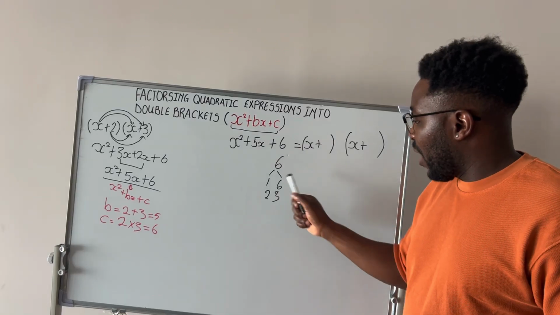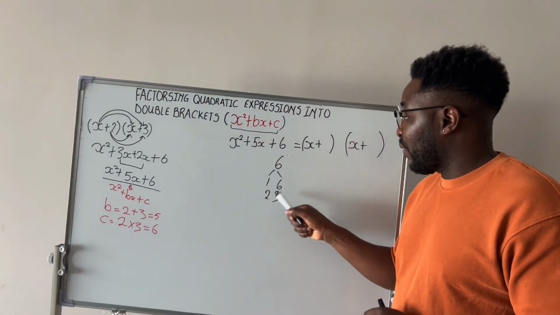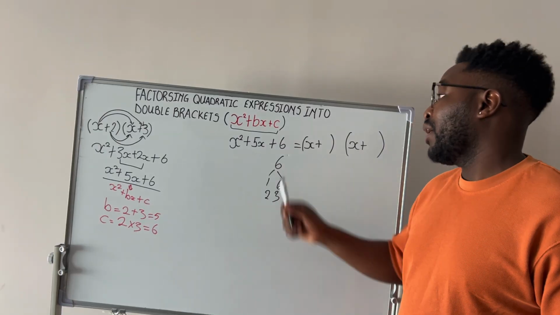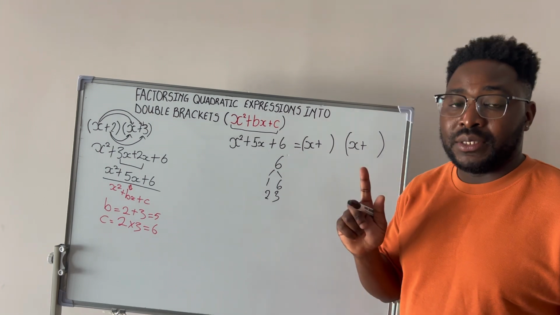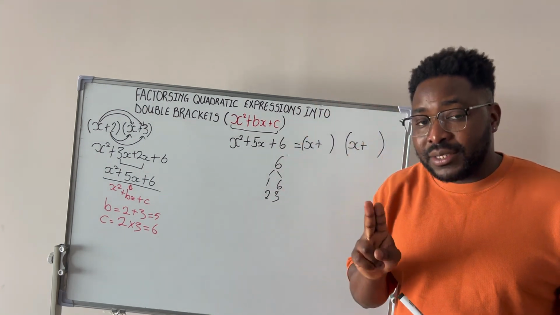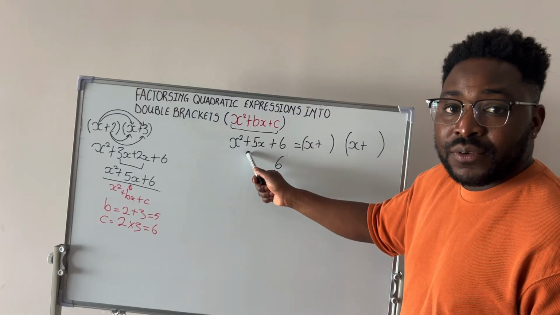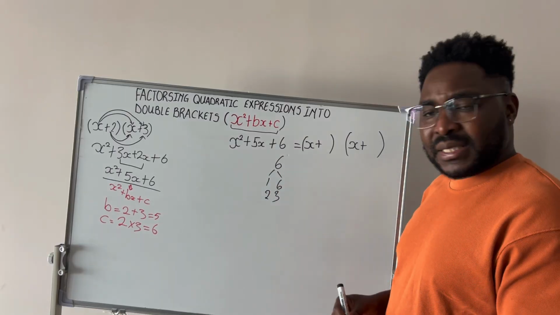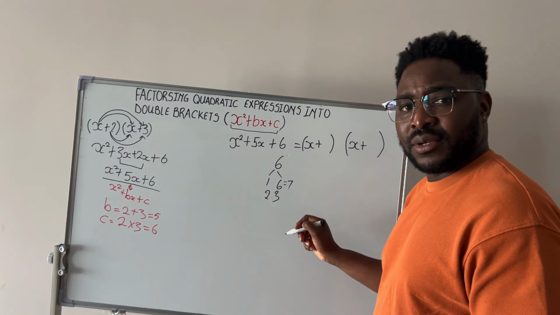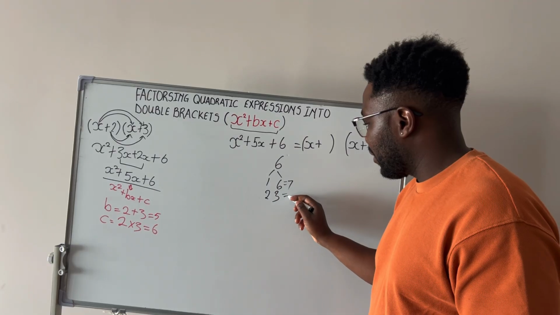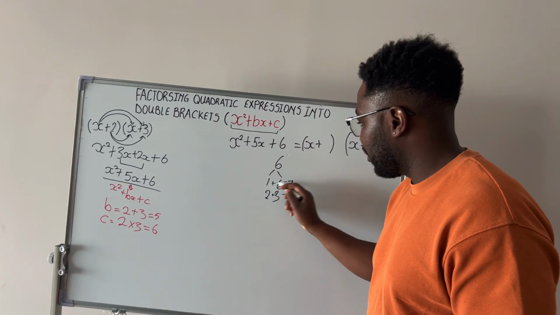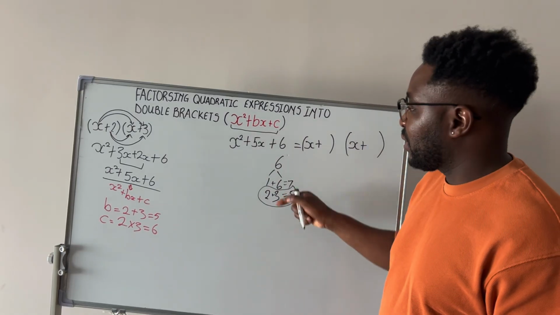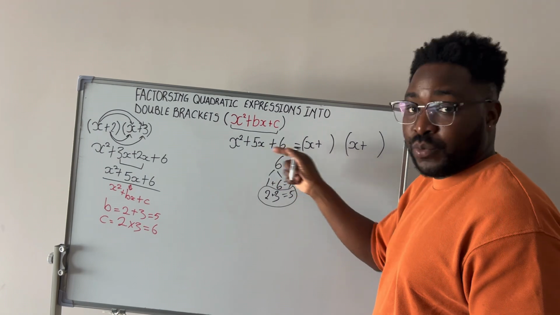Okay, so now that we have these pairs over here, the factors of 6, we know that if you multiply 1 by 6, it gives you 6. If you multiply 2 by 3, it gives you positive 6. So we are set with both pairs, but we need to find one pair that when you add, it gives us positive 5 over there, which is our B, right? If we add 1 plus 6, that gives us 7. If we add 2 plus 3, that gives us 5, right? So which pair do we have to get here? We have to get this one, because it satisfies our expression over here, right?